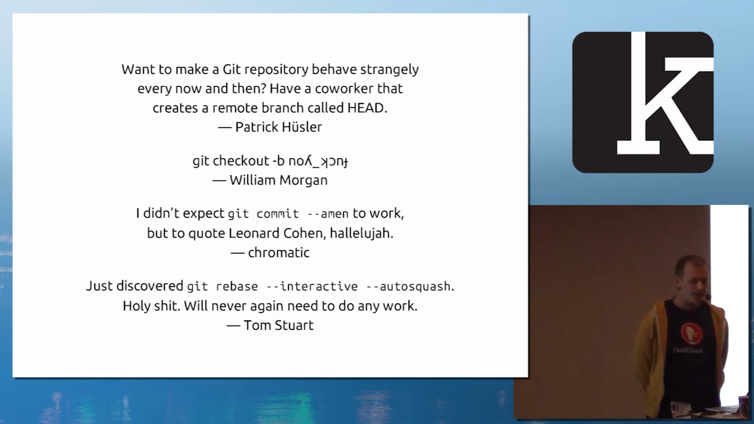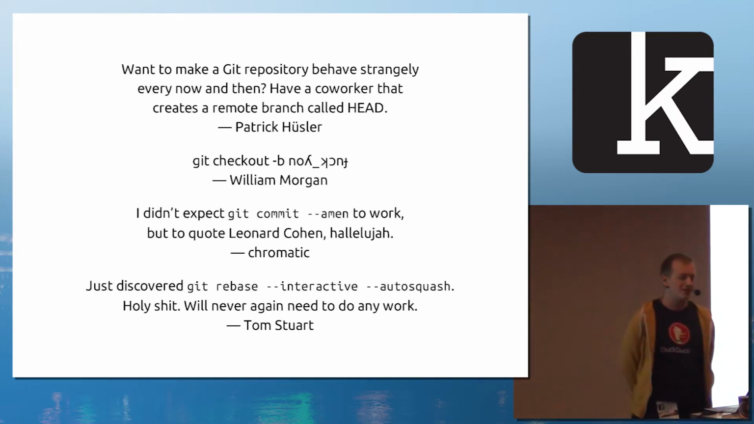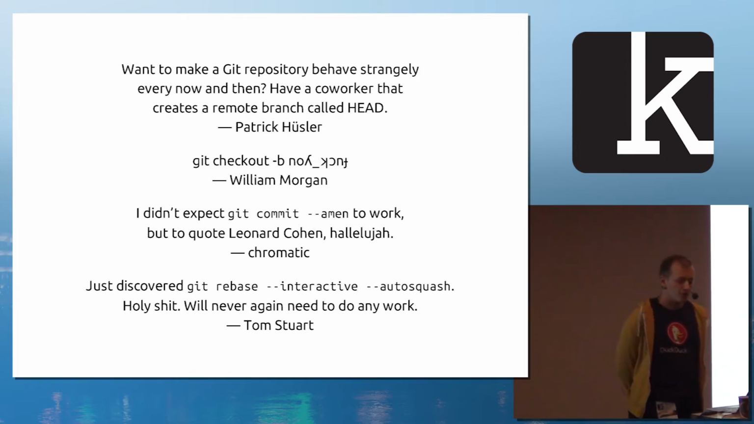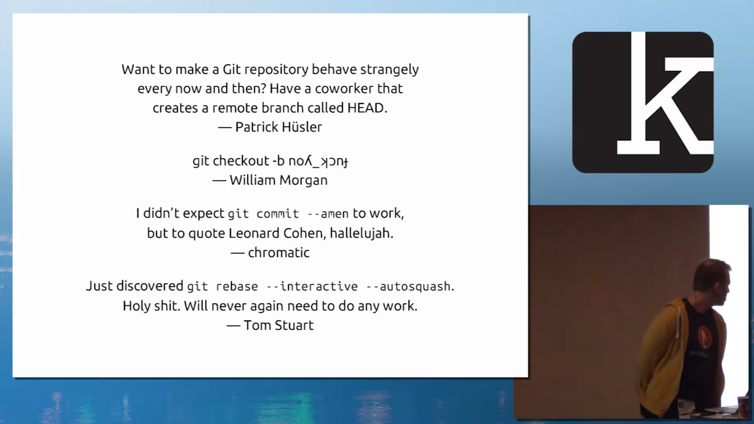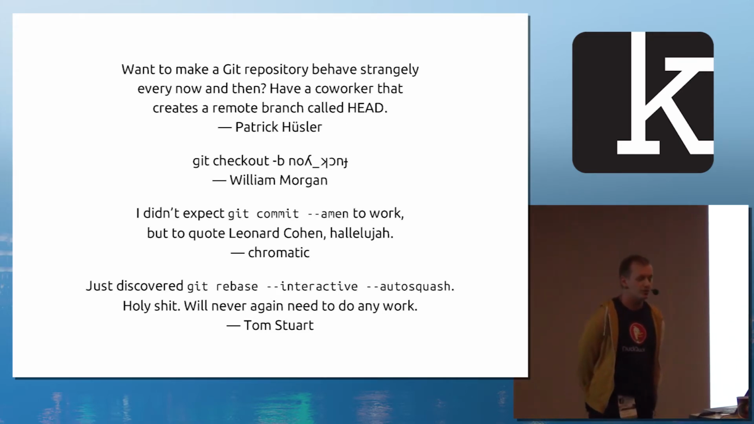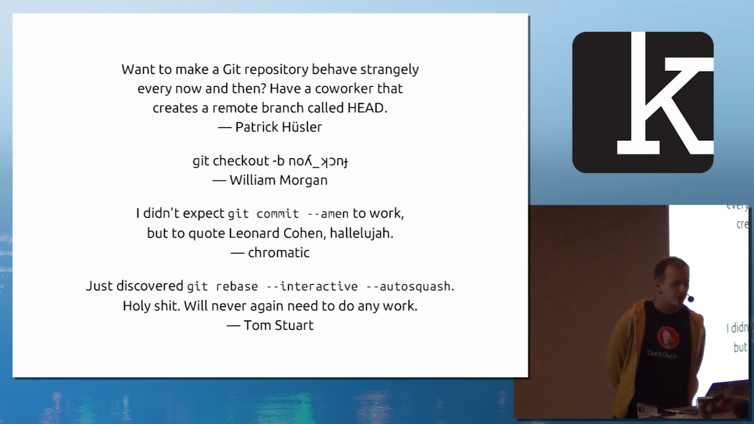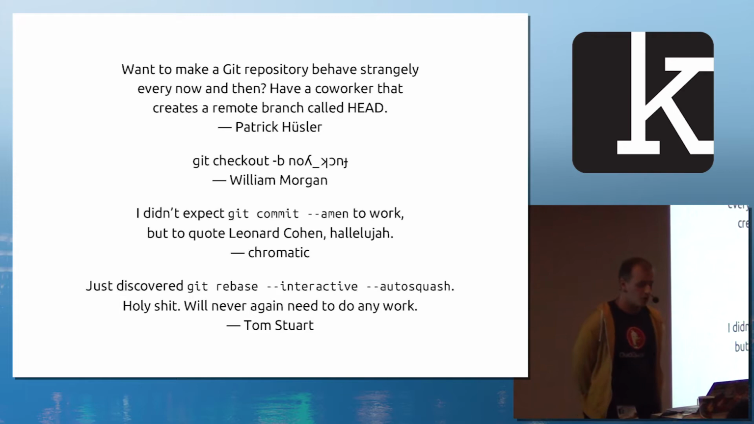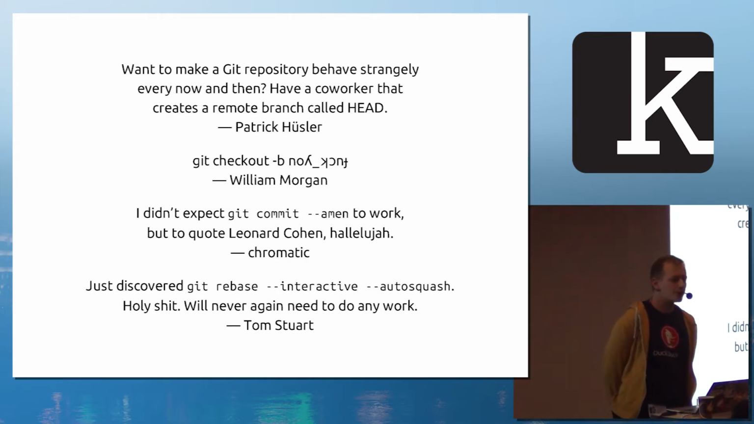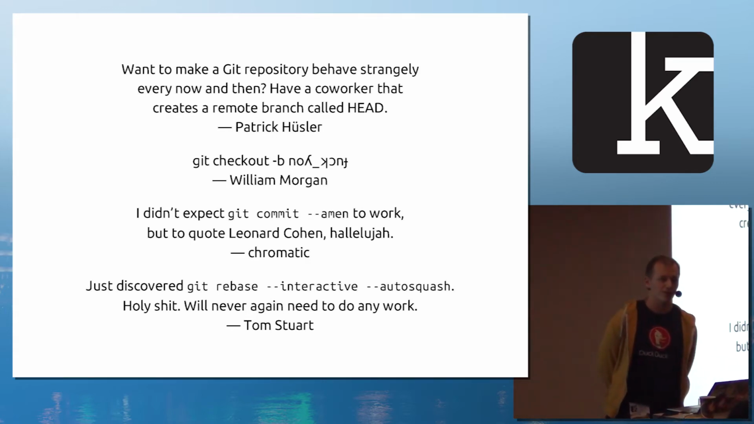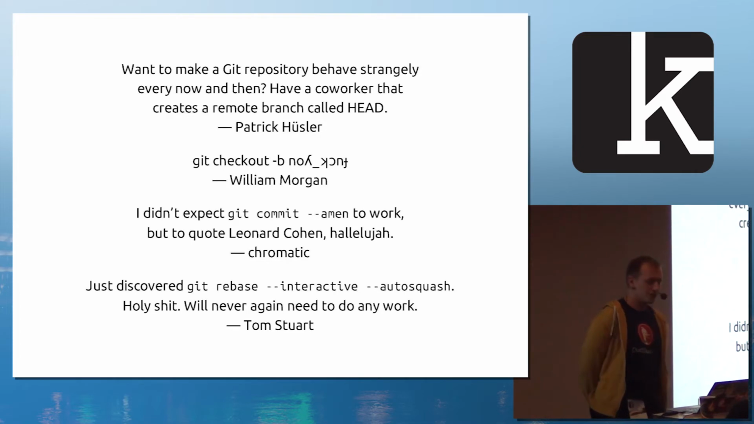And the things that actually are very nice about Git is that you can alter the commits and history. Git commit amend, which can also be abbreviated, apparently. It's something that you can use very often to update the previous commit that you just made. But this is actually the text. I'll read it for those in the back. Just discovered git rebase interactive autosquash. Holy shit, we'll never again need to do any work. That was actually the tweet that prompted me to give this talk, because I didn't know about git rebase interactive autosquash, and I'm really happy that I know now. So hopefully you will also know about it in a second.